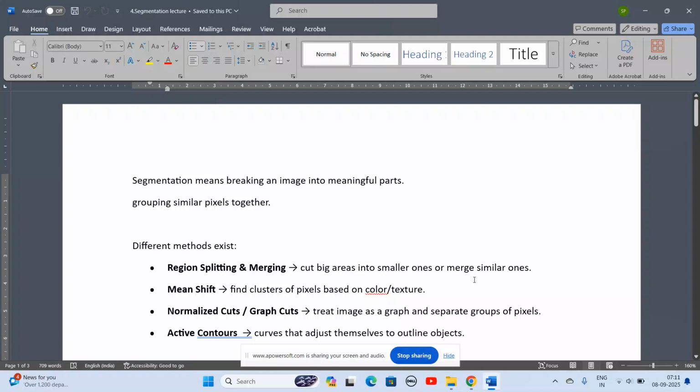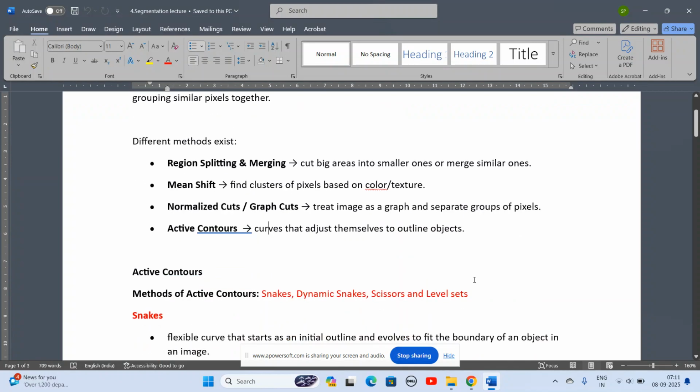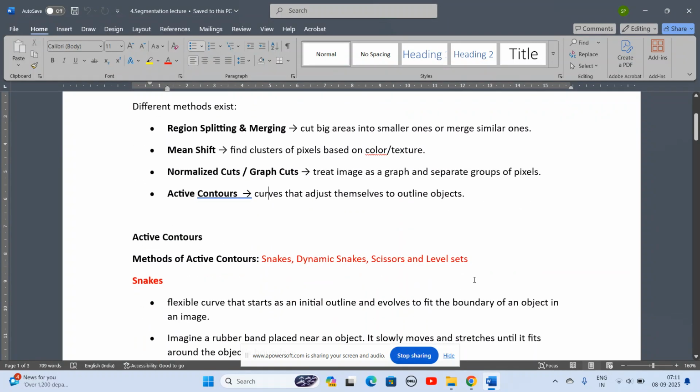In this video we are going to see about segmentation and active contour techniques. Segmentation means breaking an image into meaningful parts, like grouping similar pixels together. Different approaches exist for segmentation. First one is region splitting and merging. We'll cut the big areas into smaller ones, or we'll merge the similar ones.